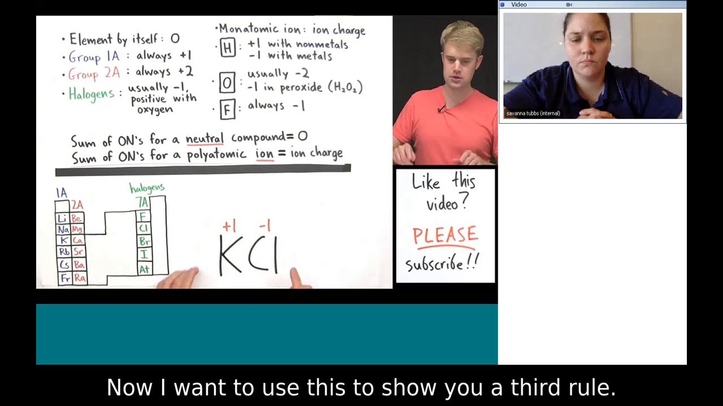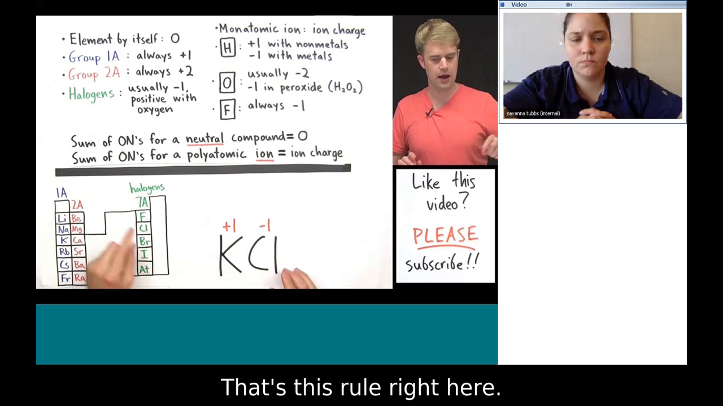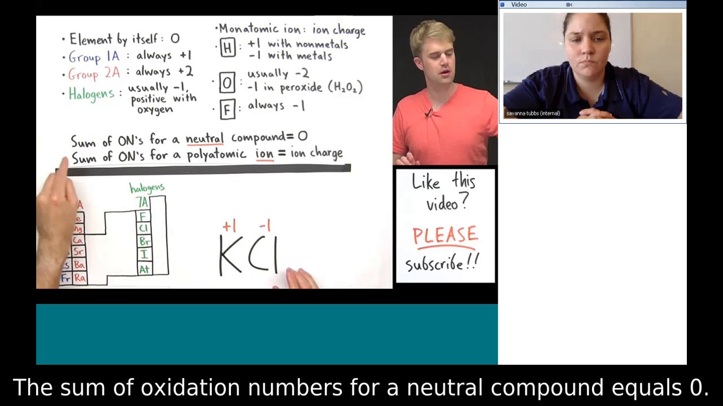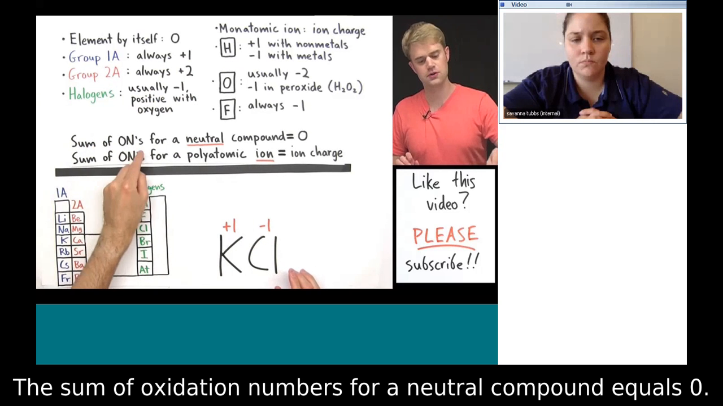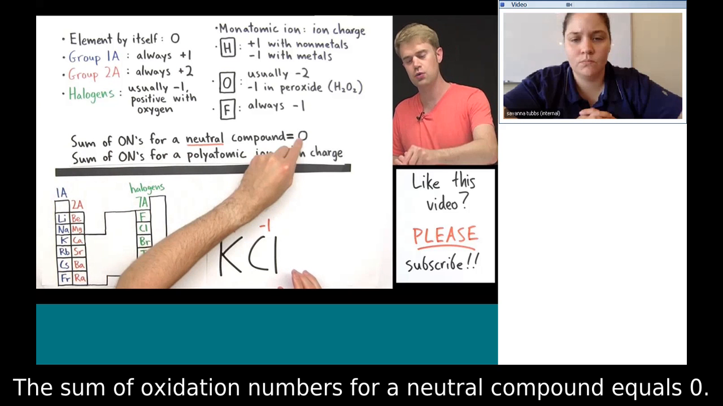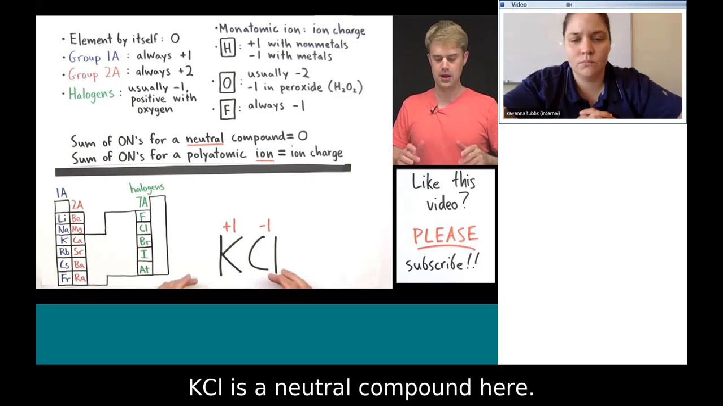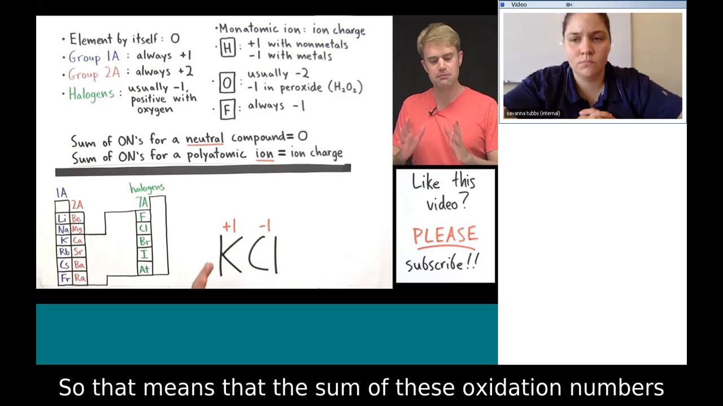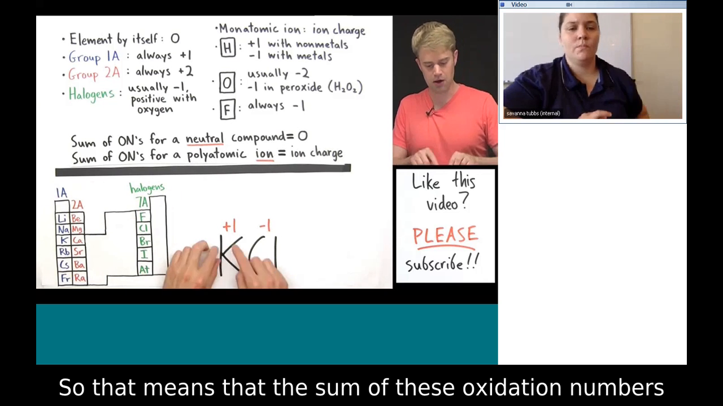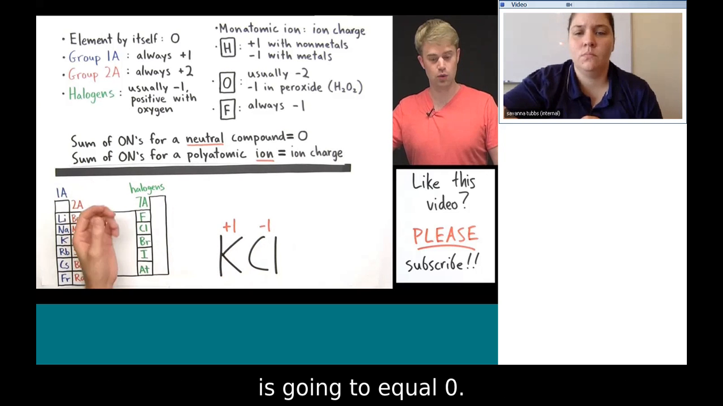Now, I want to use this to show you a third rule. That's this rule right here. The sum of oxidation numbers for a neutral compound equals 0. KCl is a neutral compound here. It doesn't have a charge after it. So that means that the sum of these oxidation numbers is going to equal 0.